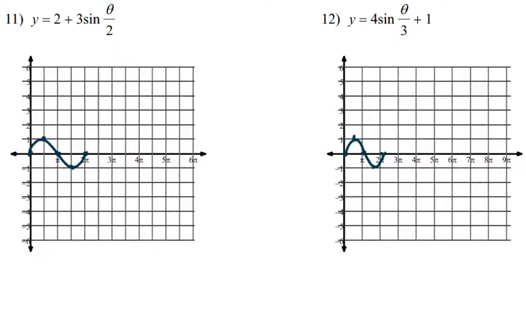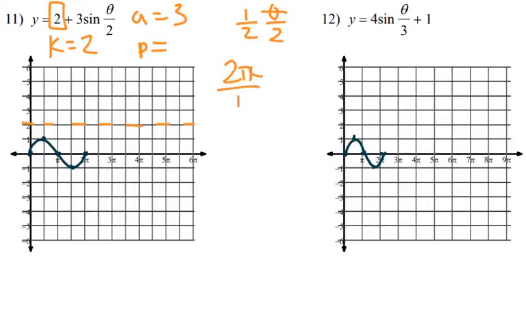So on 11, first off, my K, my midline shift is up 2. So we shifted our midline up here. Okay. Our amplitude is 3. And our period is, well, theta over 2 is like 1/2 theta. So I'd go 2 pi over 1/2, which is really 2 pi divided by 1/2, which we can't, so we get the reciprocal and times. 2 over 1, which is just 2, so 2 times 2 is 4 pi.